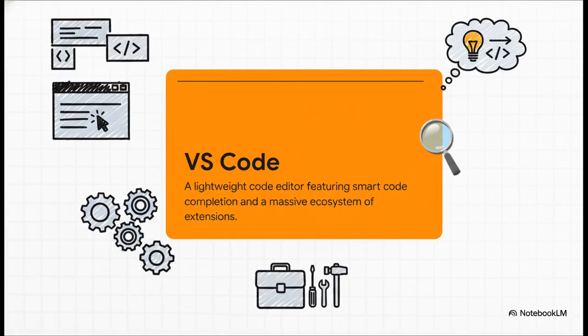And where does all this code actually get written? Well, in a code editor. And one of the most popular is VS Code. This is the developer's digital workshop. It's super fast, it's got smart code completion that feels like magic, and it has this massive ecosystem of extensions, so every developer can customize it to work exactly the way they want.